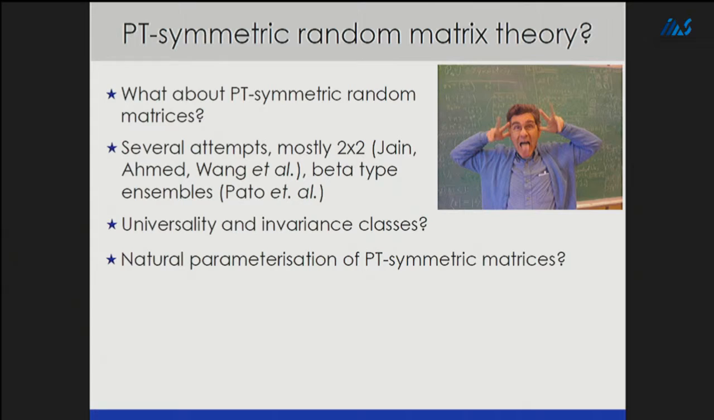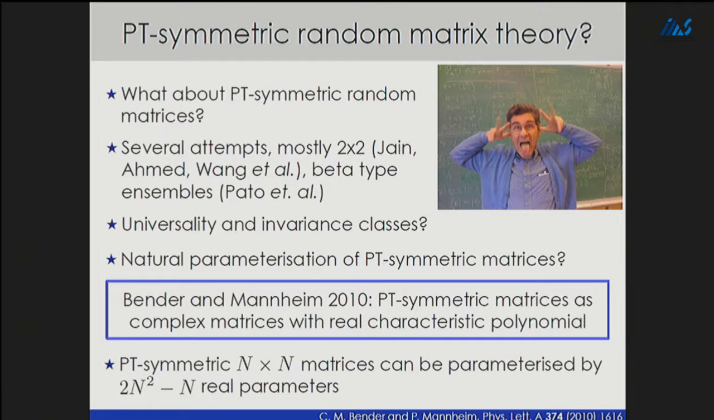And usually you have to pick a certain PT symmetry, and then you choose the matrix to be invariant with respect to that. We actually use a different definition of PT symmetry that Philip and Carl, who sit here in the front, so if you have questions about it, I've asked them, came up with in 2010. And they've been showing, correct me if I'm saying something wrong, that complex matrices which are PT symmetric are the same as complex matrices with a real characteristic polynomial. So if you have a PT symmetric matrix, you can easily show that you can bring it to a real form, and then it has a real characteristic polynomial.